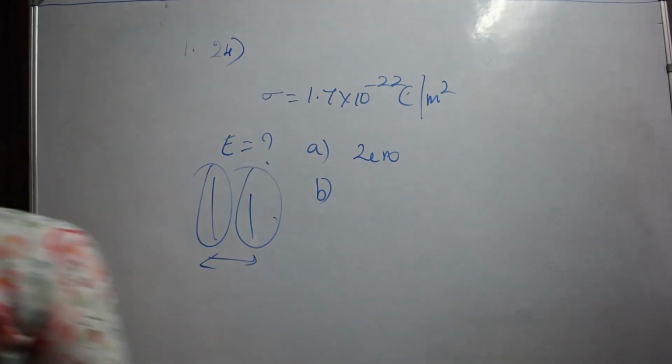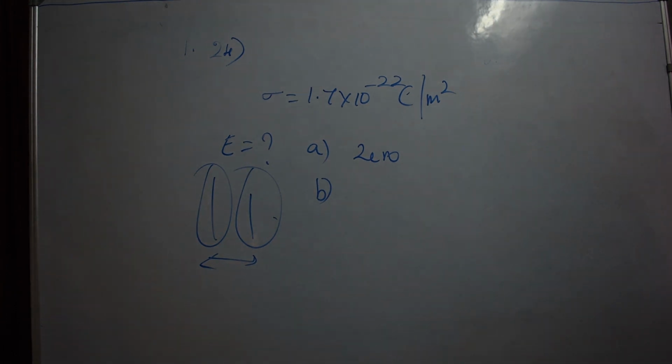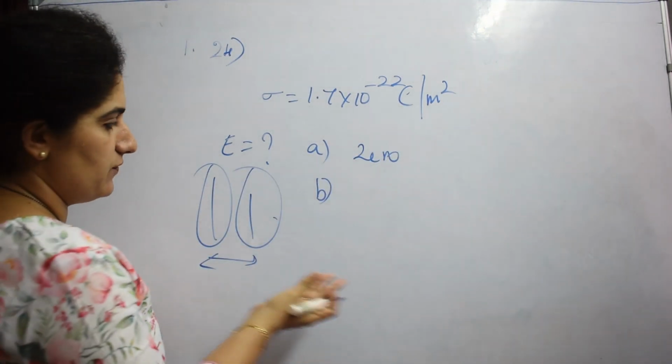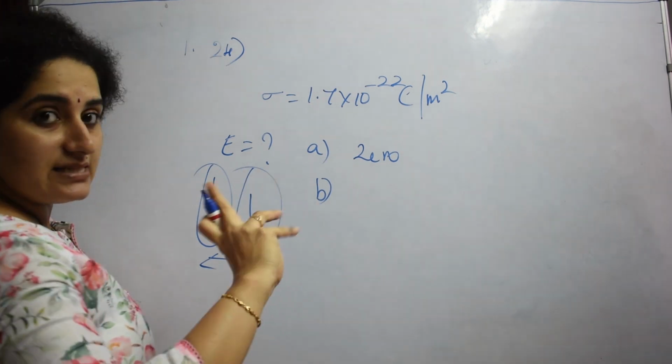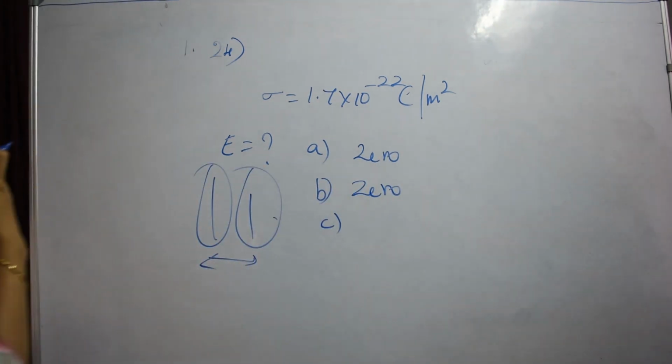Second case. What is the second case? What is the question they have given? On the right side, the fields of the two plates are equal and opposite. It is the same thing, whether you consider the left side or the right side. One or the other, it is equal and opposite. So for the second one also it is 0.